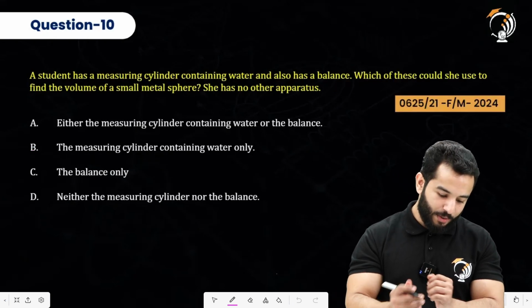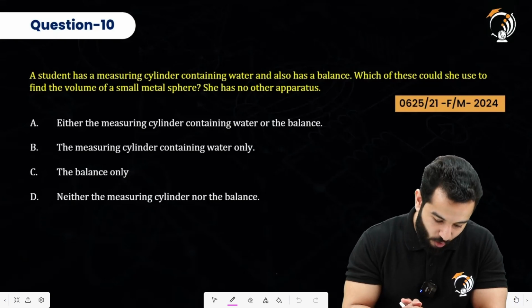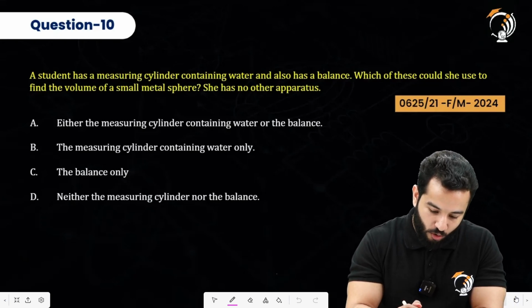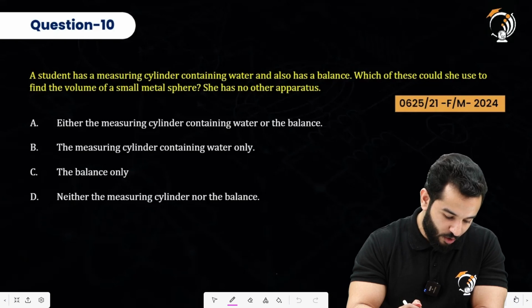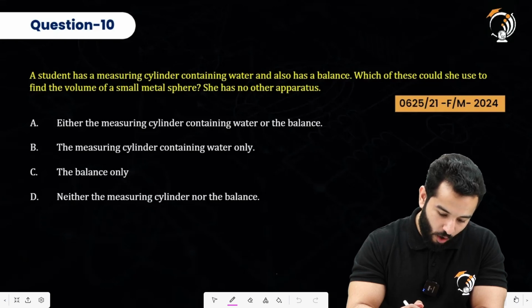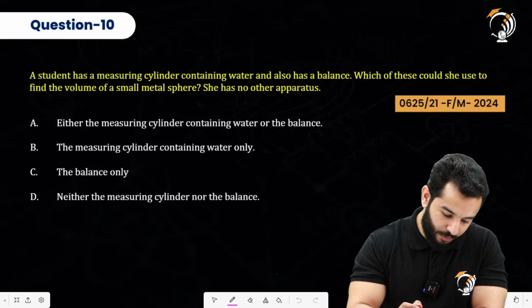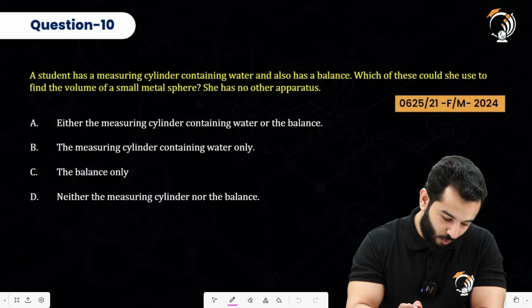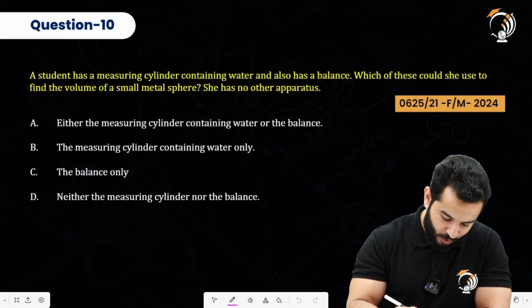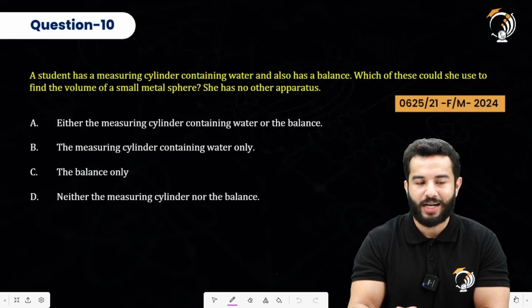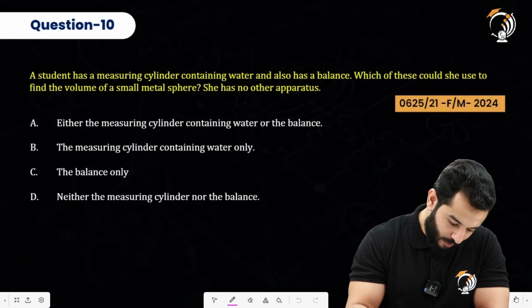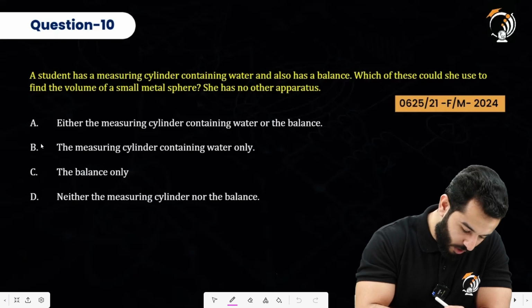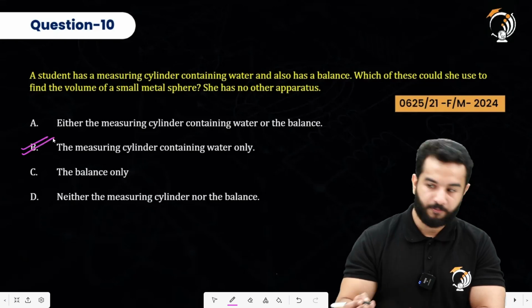Moving on to the next one. A student has a measuring cylinder containing water and also has a balance. Which of these could she use to find the volume of a small metal sphere? She has no other apparatus. Well, if they only have a measuring cylinder and a balance, and they want to find the volume, it is found using only the measuring cylinder, right? We don't need the balance. So the measuring cylinder containing water only is going to be the correct answer.